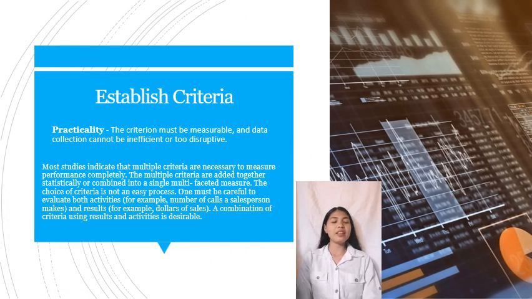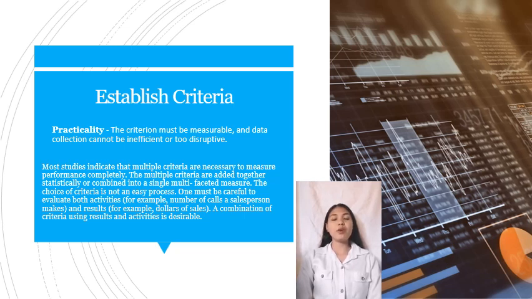Established criteria, practicality. The criterion must be measurable, and data collection cannot be inefficient or too disruptive. Most studies indicate that multiple criteria are necessary to measure performance completely. The multiple criteria are added together statistically or combined into a single multi-phase measure. The choice of criteria is not an easy process. One must be careful to evaluate both activities, for example, the number of calls a salesperson makes, and results, for example, dollars of sales. A combination of criteria using results and activities is desirable.